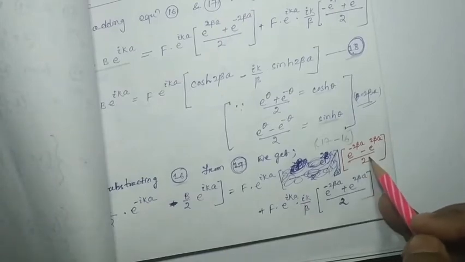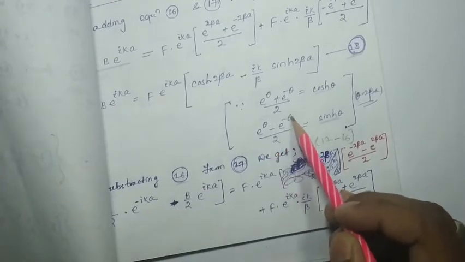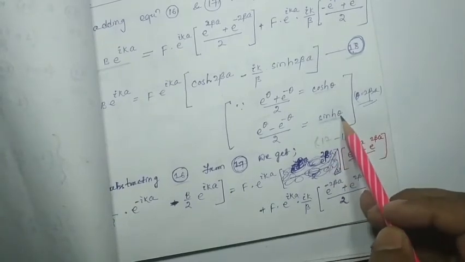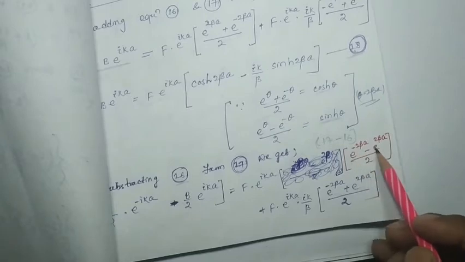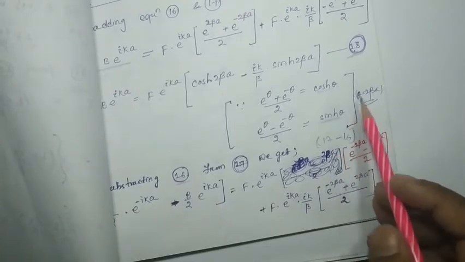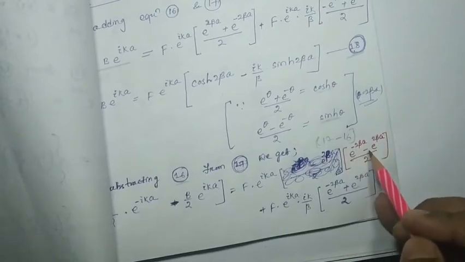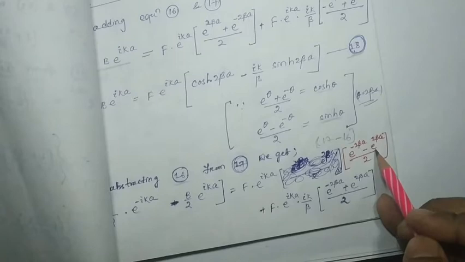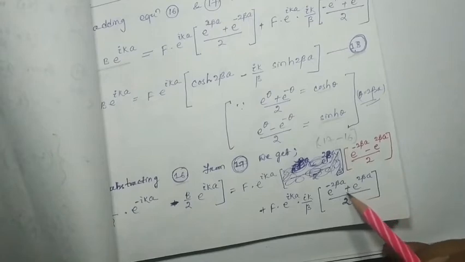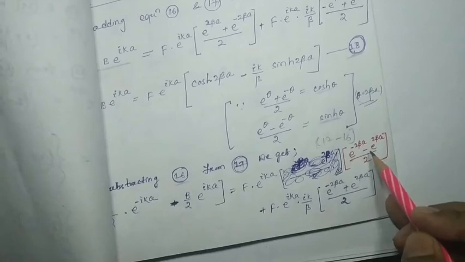We know that e to the power theta minus e to the power minus theta by 2 is equal to sinh theta. But if it is e to the power minus theta minus e to the power theta by 2, then it will be minus sinh theta. So instead of theta we consider 2 beta a. So here this will be nothing but minus sinh 2 beta a. Okay, and here this will be cosh theta, or cosh 2 beta a. This one will be minus sinh 2 beta a.